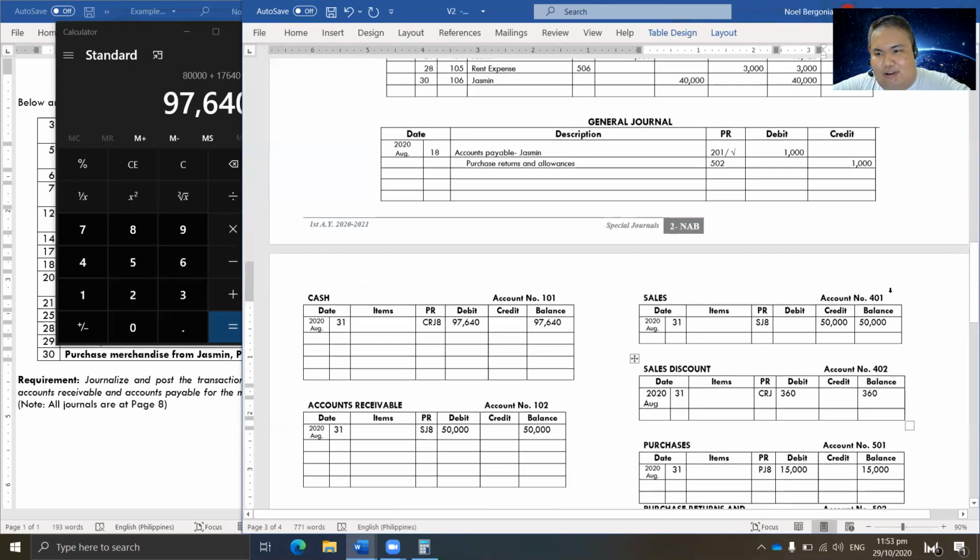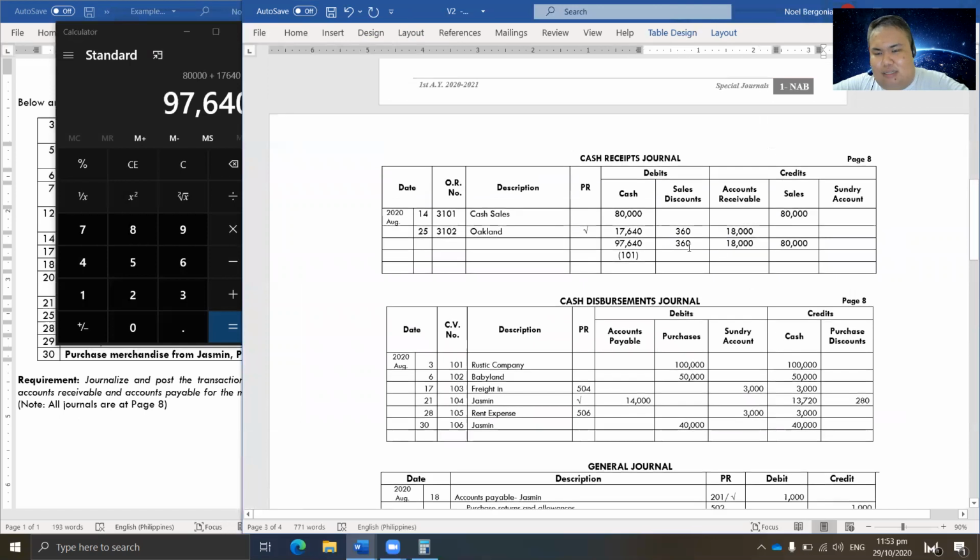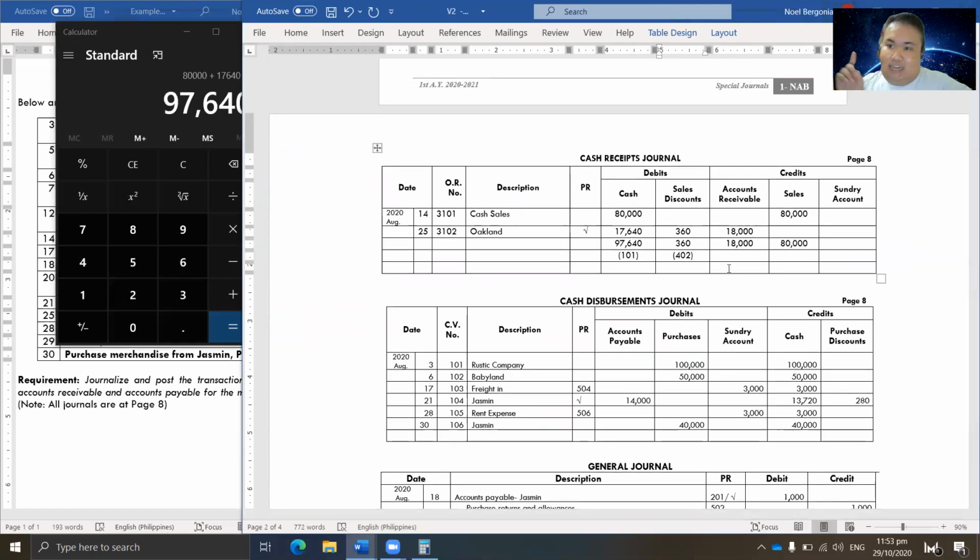So balik tayo ngayon dito sa cash receipts and lagay po natin 402 kasi na-post na natin doon sa general ledger. So at least napapansin niyo hindi tayo yung kagaya kanina na one transaction post doon sa general ledger. At least yung totality na lang po yung pumapasok sa general ledger.